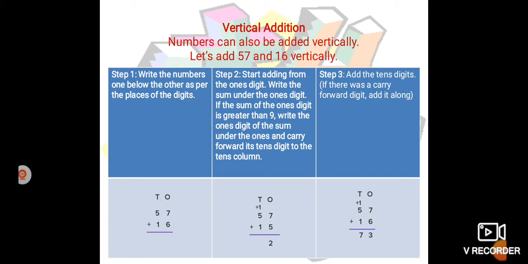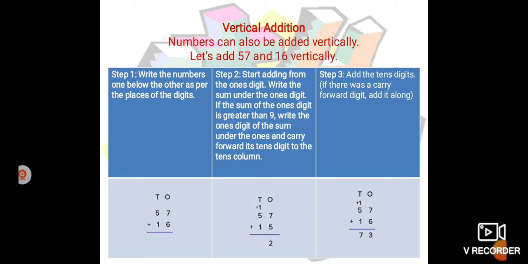Now children, we will come to our next level where we will show how to add numbers in a vertical manner. Children, I know these things are already known to you because you all cleared these concepts during your class 3 and class 4. So, vertical addition. Numbers can also be added vertically. Let's add 57 and 16 vertically.